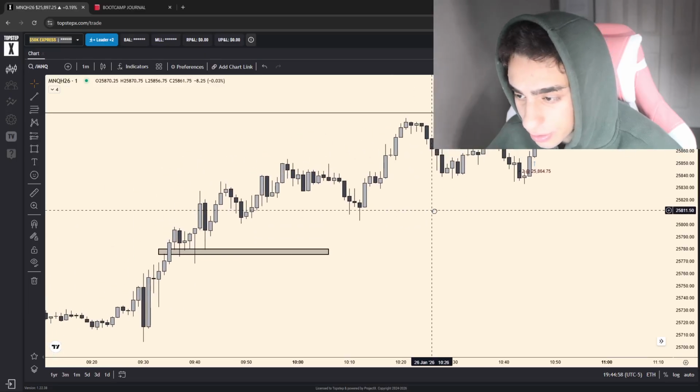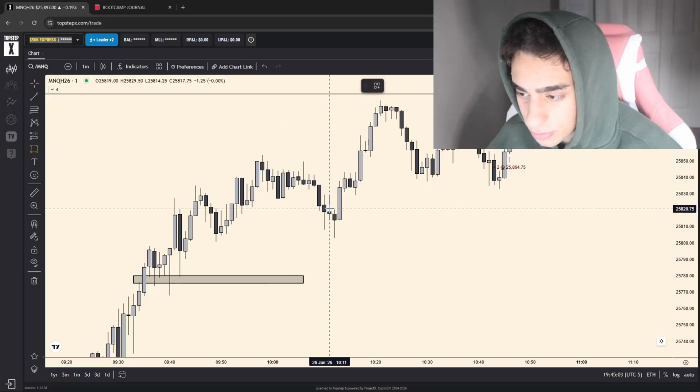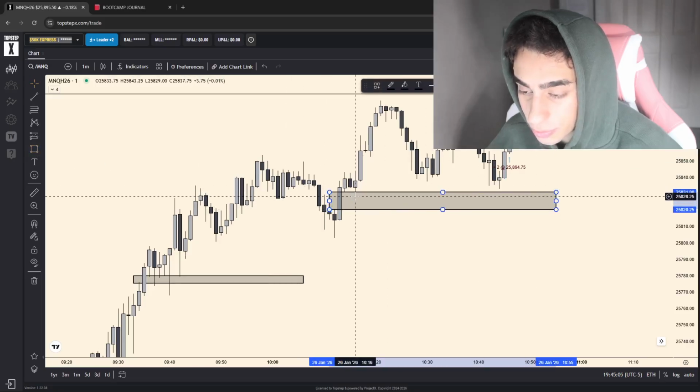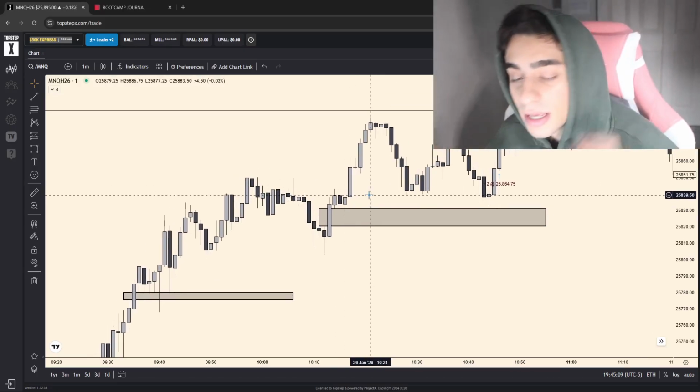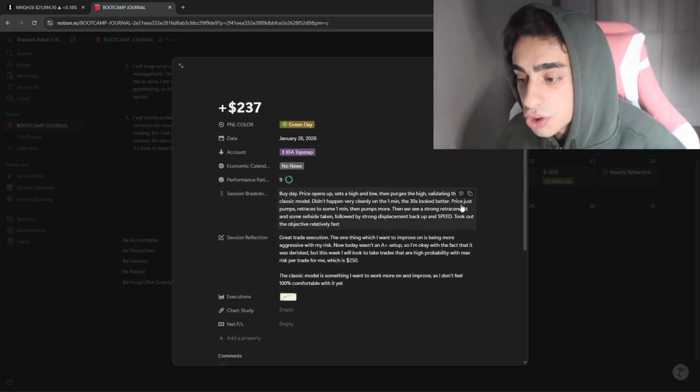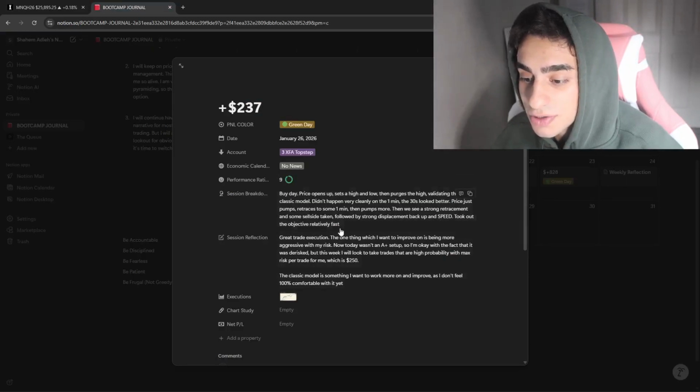And there was another really nice 1 minute that we kept. Oh, I guess this was a breakaway gap, huh? No, we actually did. We went to this 1 minute perfectly and closed up. So this would have been a good entry as well, but it is what it is, right? And then we see a strong retracement to some sell side and some sell side taken, followed by a strong displacement up in speed, took out the objective relatively fast.